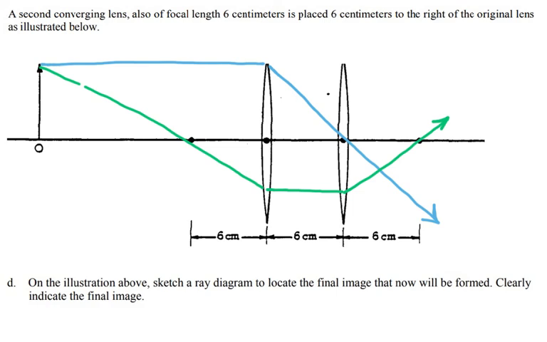And the one that goes through the center passes through the first lens without being refracted. But when it reaches the second lens, it will be refracted, since it went through the focal point of the second lens, because this point is the focal length of the second lens. It will go parallel afterwards. So the image is going to be formed in this position, after the second lens is placed.